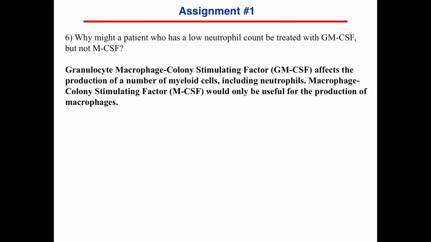6, why might a patient who has low neutrophil count be treated with GM-CSF but not M-CSF? Well, the bottom line is GM-CSF affects almost all the myeloid cells, including neutrophils, and it can be used to increase the number of those cells, most importantly neutrophils. Whereas M-CSF is really in that line. If you look at the chart, it's really only involved in the production of macrophages, and so would not be of any use for generation of neutrophils.